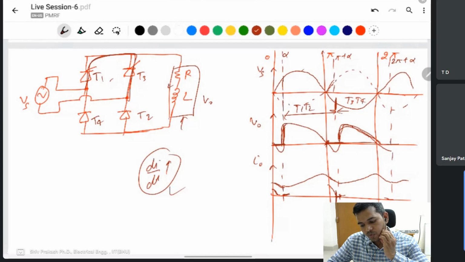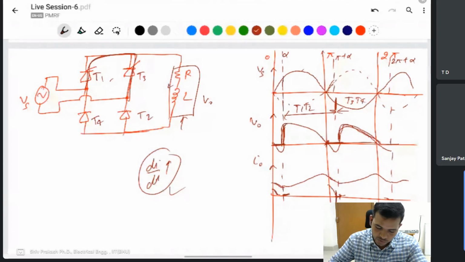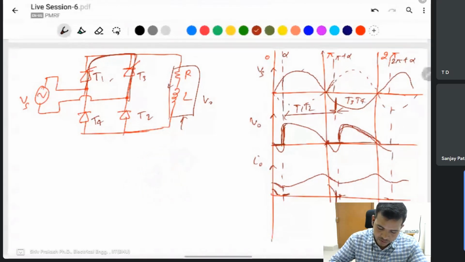To increase the output voltage, we use a freewheeling diode, or we place two thyristors with diodes. But then you have a half-controlled converter only. T1 and T3 you can control.